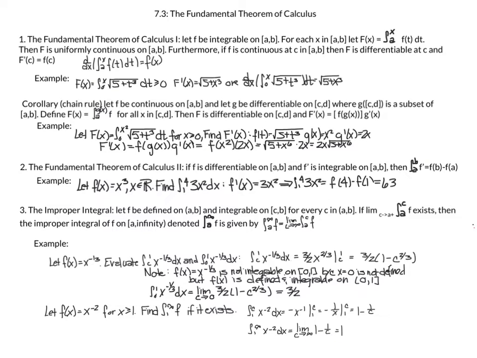Last, we will look at the improper integral. If a function lowercase f is defined on the half-open interval [a, b) and integrable on [a, c] for every c in the half-open interval, if the limit as c approaches a from the positive side of the integral from a to c of f exists, then the improper integral of f on the half-open interval [a, infinity), denoted integral from a to infinity of f, is given by the limit as c approaches infinity of the integral from a to c of f. And we have a couple of examples here which we will go through in more detail, as well as others.